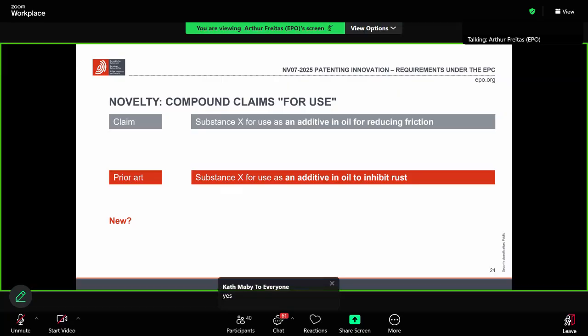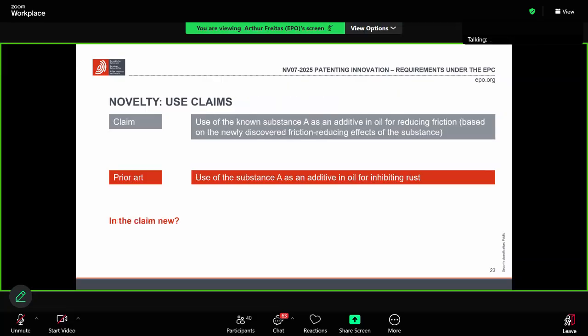How do we read something when we look at an apparatus, at the composition, substance, when we read for use? You need to read it broadly. Remember, we need to use suitable for. And in this case, since substance X is known, it would also be suitable for reducing friction, even if it was only used to inhibit rust. But if I used it to reduce friction, it would do the job, right? So substance X is known, so the claim is not novel. Okay, does that make sense? Remember, the nuance is different.